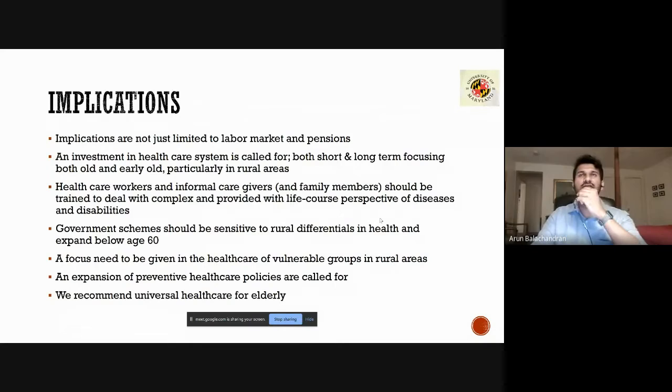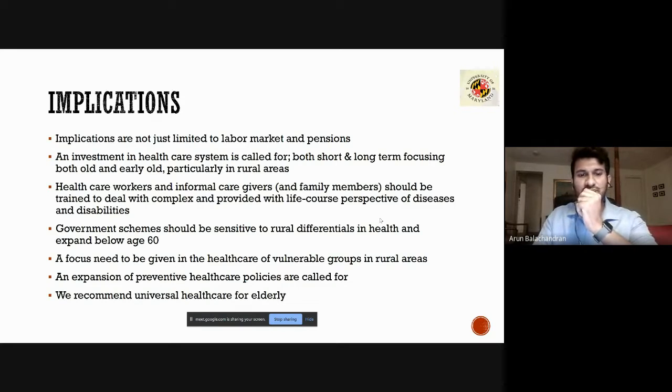Often the arguments in the West have been about pension schemes and pension related reforms, but in our country, around 93% of the population is actually working in the informal sector, where ideas about pensions do not really make any sense. But it's not really about labor market reforms or pension schemes that I'm trying to make this argument. The point is more about the healthcare system. The investments should be both short term and long term, and should really focus on old as well as early old, and this is particularly true for rural areas.